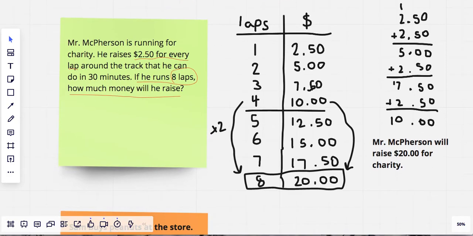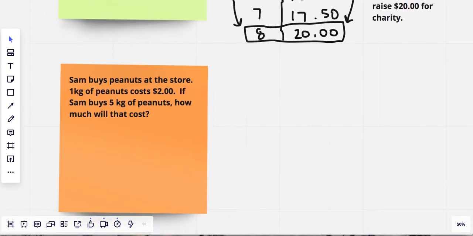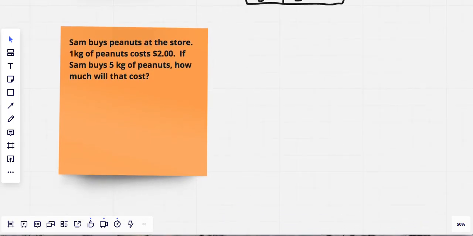I just want to show you one more problem before you take these strategies that you are aware of and the review practice and apply it yourself. In this problem, I am combining mass and money. And if any of you have ever been to Bulk Barn, this is how Bulk Barn works. For each unit of food that you buy, there is a cost to that. So in this problem, Sam buys peanuts at the store.